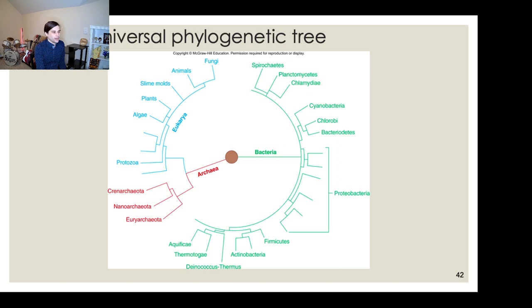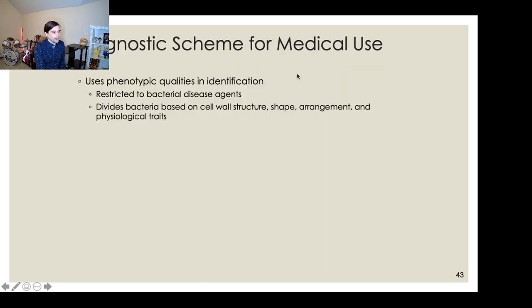You can see here on the universal phylogenetic tree, bacteria are totally separate from Eukarya and Archaea. So Archaea and the Eukarya are over here, bacteria is on the other side. So very odd little organisms, totally separate from us.